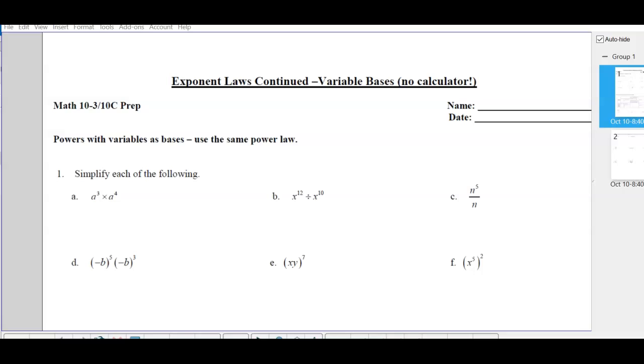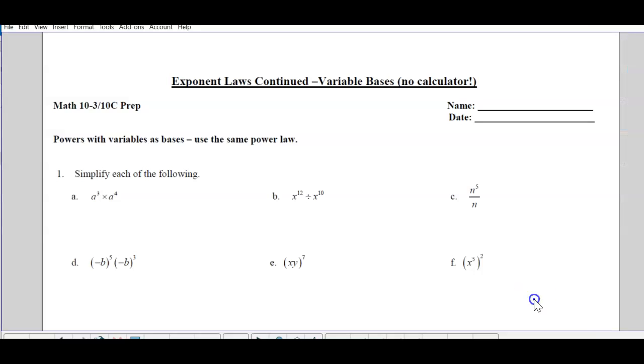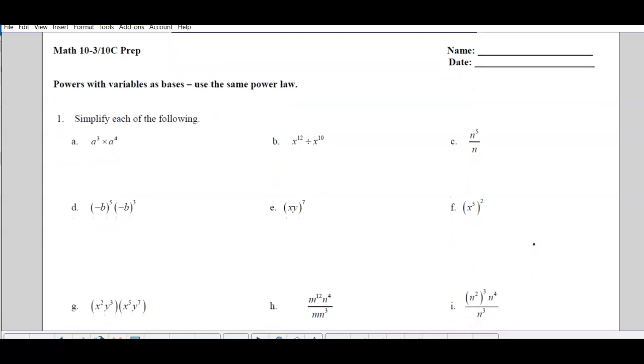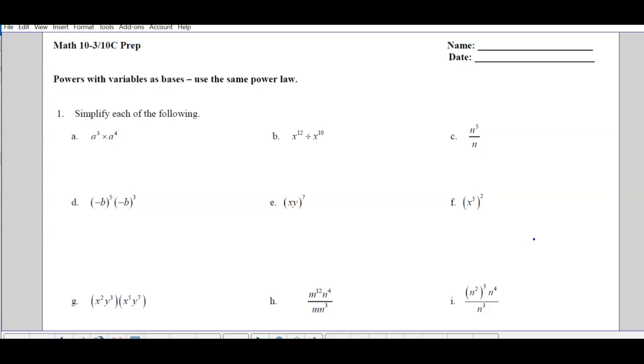Okay, we're going to look at all the power laws that we talked about the other day, but now with variable bases. So nothing changes except the base is not a number anymore. We will look at some that have numbers and variables as well. So here, try to do these without a calculator. The numbers aren't going to be too big, so you should be able to. So first one, simplify each of the following.